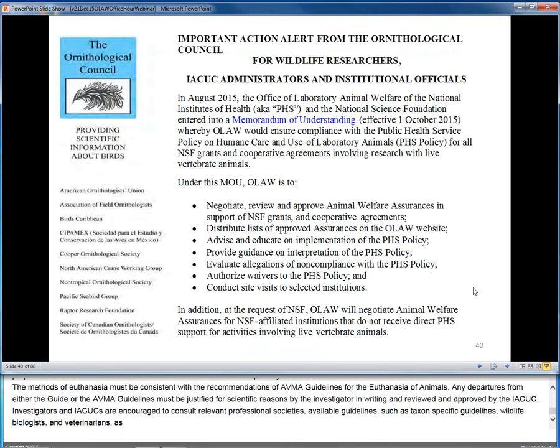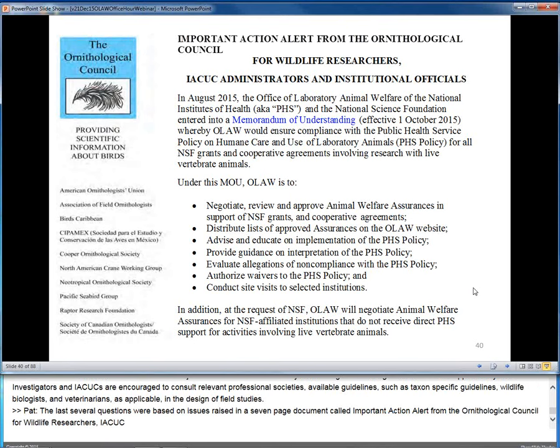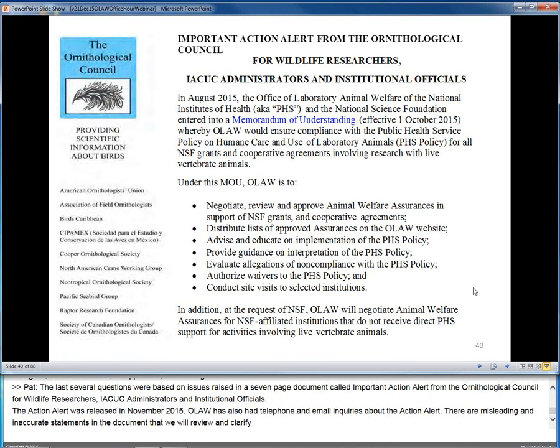The last several questions were based on issues raised in a 7-page document called Important Action Alert from the Ornithological Council for Wildlife Researchers, IACUC administrators, and institutional officials. The action alert was released in November 2015. OLAW has also had telephone and email inquiries about the action alert. There are misleading and inaccurate statements in the document that we will review and clarify for the community.